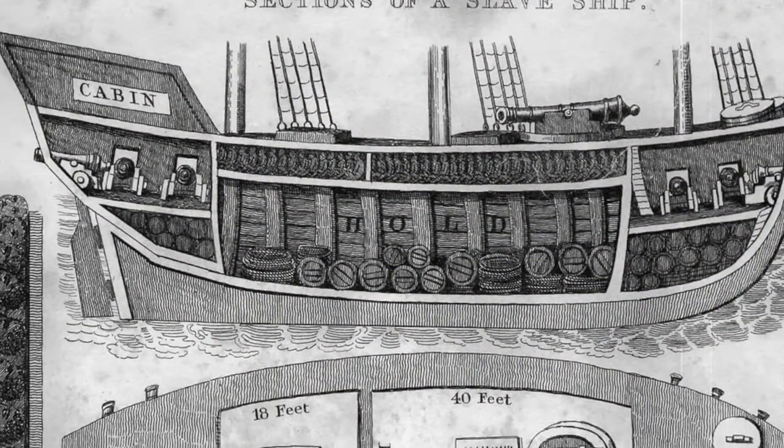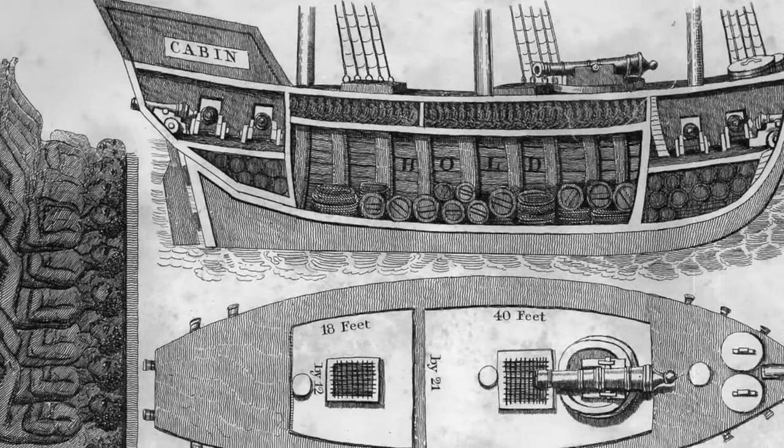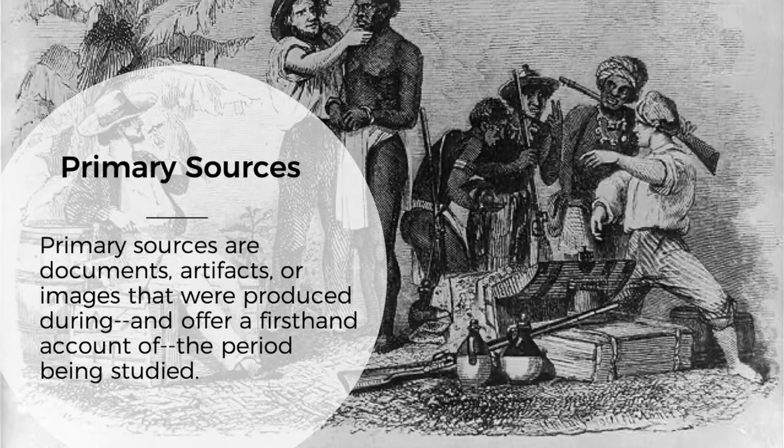In the process of exploring these three worlds, you will examine one of the essential components of historical thinking: primary source analysis. Primary sources are documents, artifacts, or images from a particular time period that offer a first-hand account of the period being studied. Primary sources are the building blocks of history. However, they cannot always be accepted at face value.